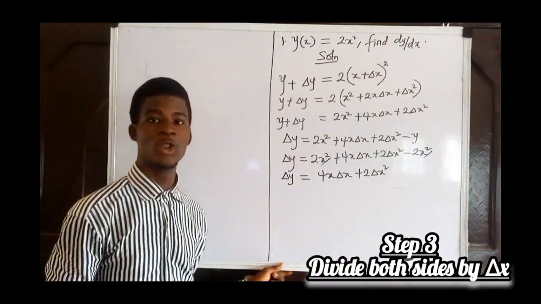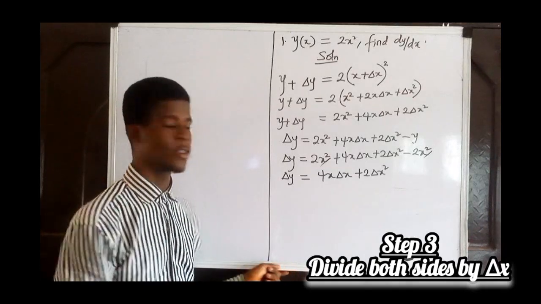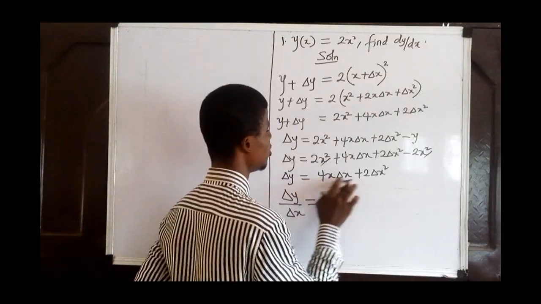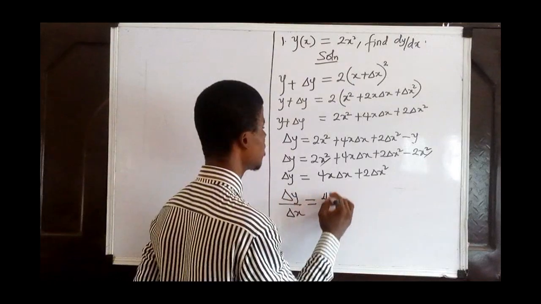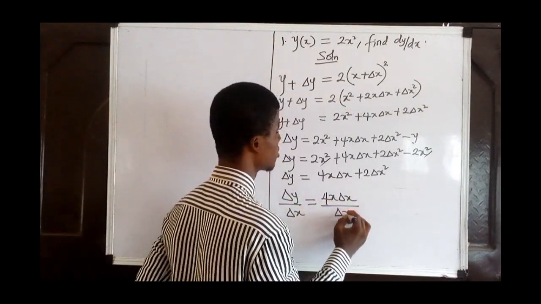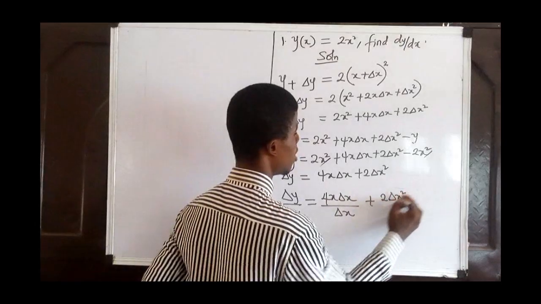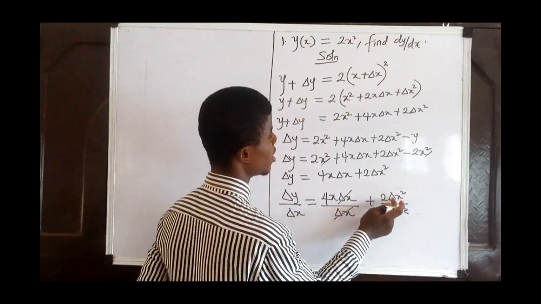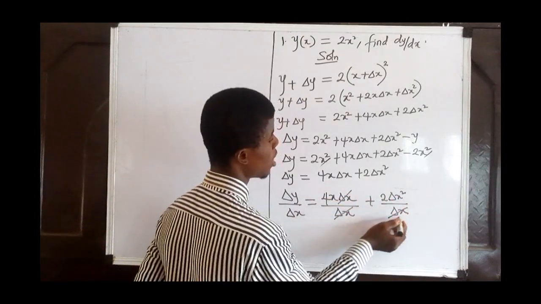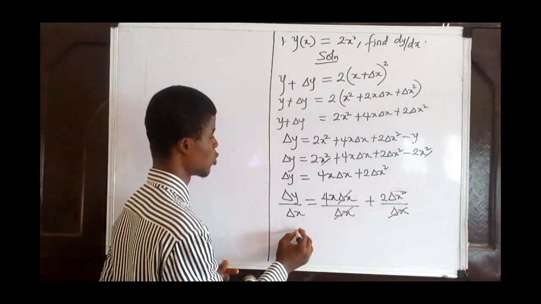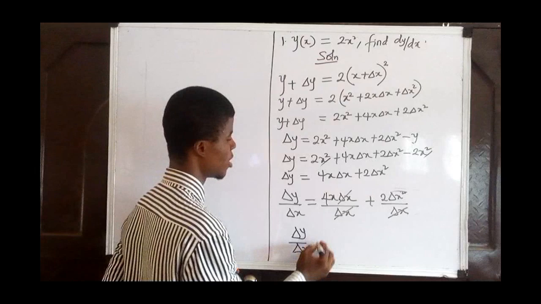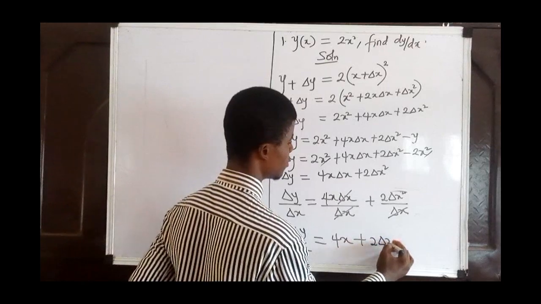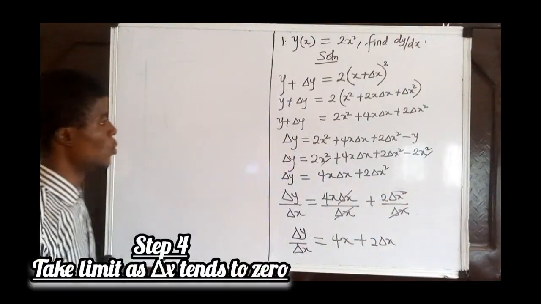So the next step is to divide both sides by delta x. I will divide each term here by delta x. So I have 4x delta x over delta x plus 2 delta x squared over delta x. That delta x cancels delta x. This is 2 delta x times delta x, and delta x will cancel one of the delta x that is there, leaving us with delta y over delta x is equal to 4x plus 2 delta x.